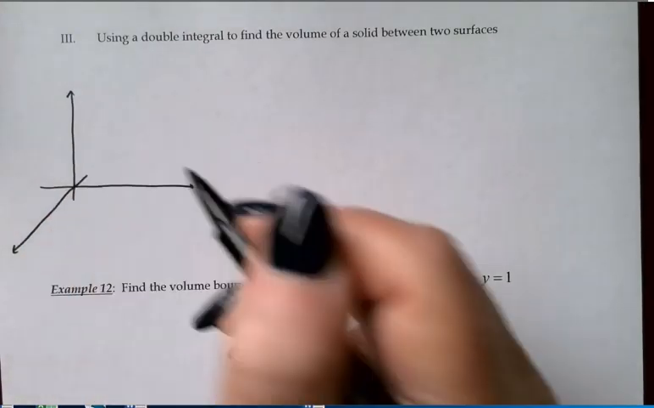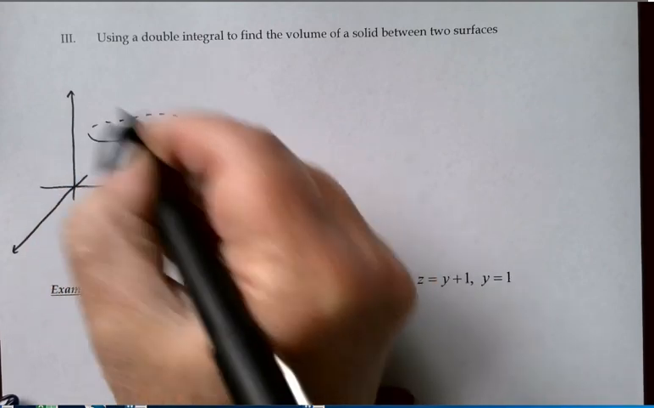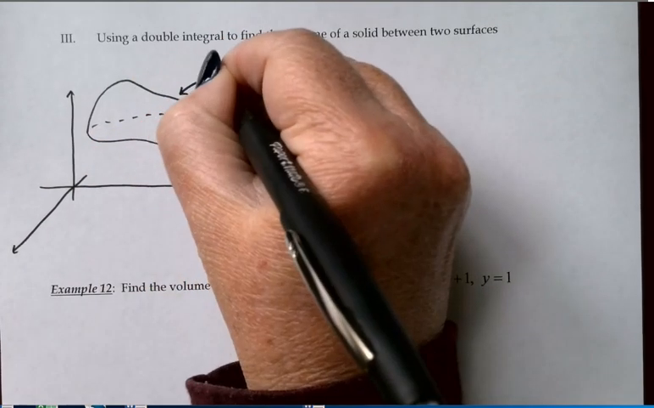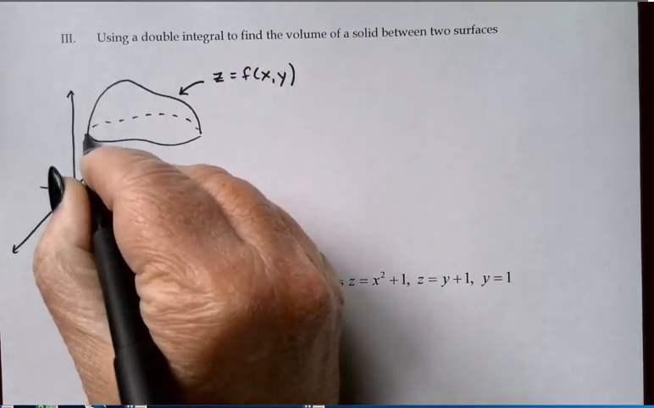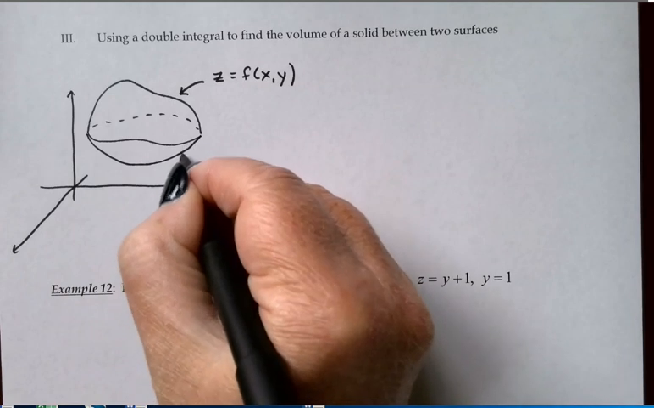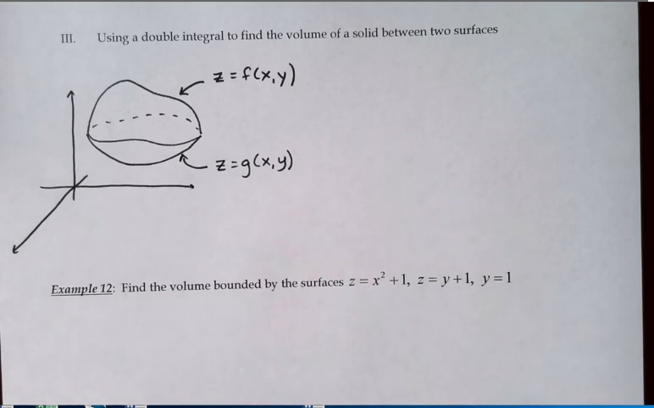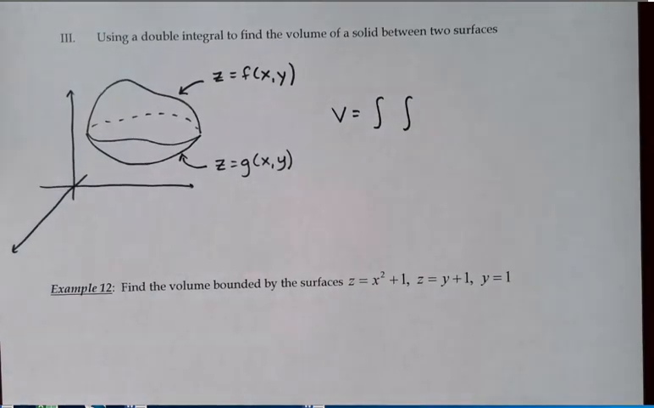Once again, I'm going to try and do a couple of generic surfaces. Maybe I have an upper surface here, z equals f of x and y. And I also have a lower surface, z equals g of x and y. I'm interested in finding the volume of the solid between those two surfaces. In order to do that, I'm going to once again set up a double integral.